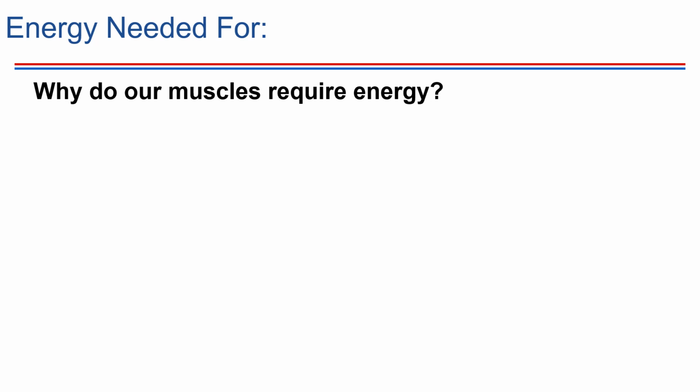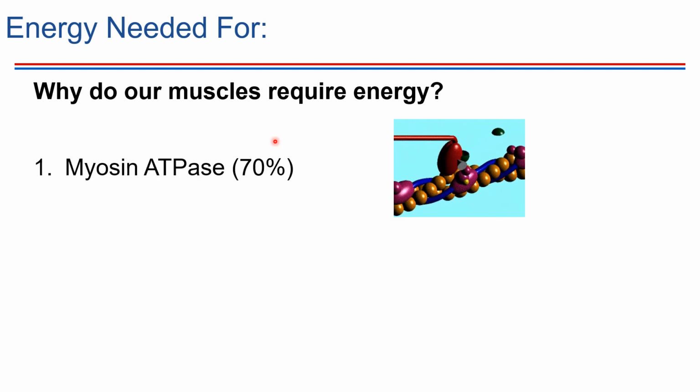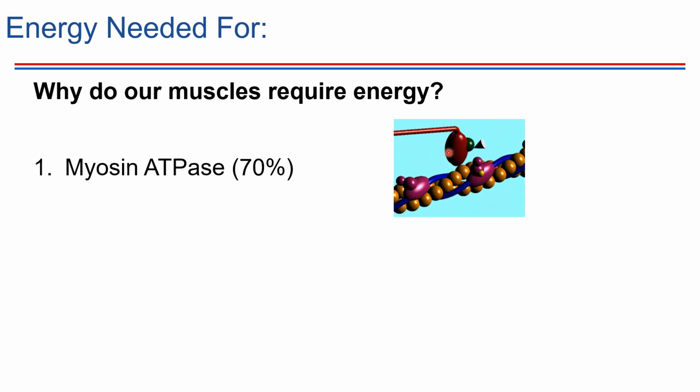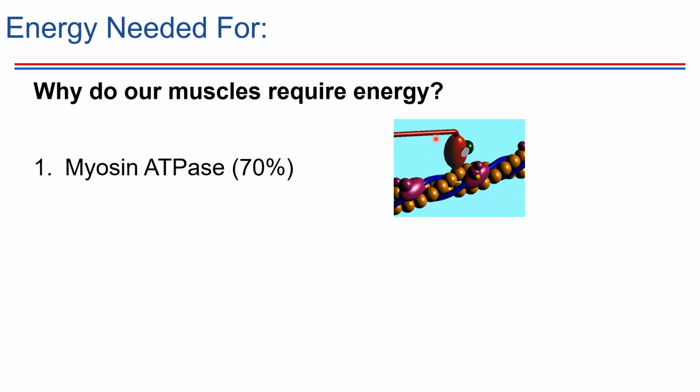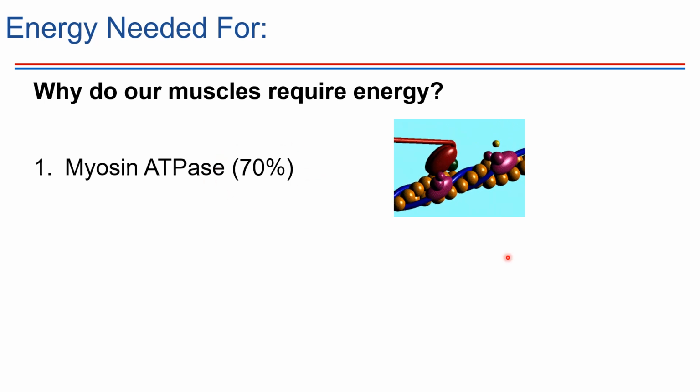So why do our muscles need energy? Well, remember, about 70% of the energy is going to be used for that myosin ATPase. It's going to be pulling it, detaching it from the actin, and then recocking it as it gets hydrolyzed into ADP plus inorganic phosphate. So that's where 70% of the energy is going.